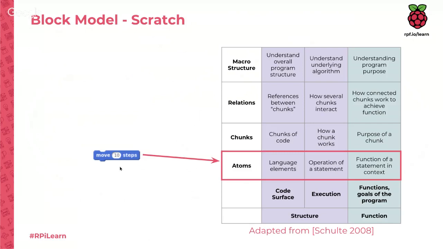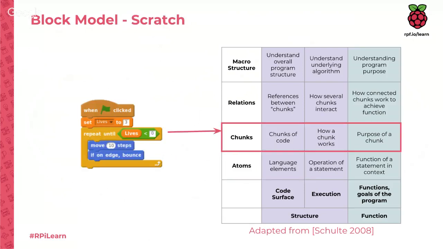So here we have an example of a simple block in Scratch, and that's our smallest unit, and that is called an atom when we're talking about it in this context. Above that, we have this concept of a chunk, which Schultz calls a block, but I'm going to call it a chunk for now. A chunk is a selection of atoms combined together to perform a specific function. So here we have this chunk of code that's going to move a character if the number of lives is greater than 0.